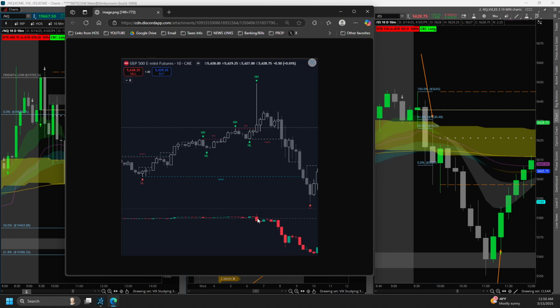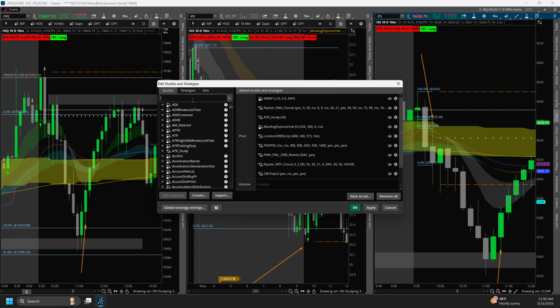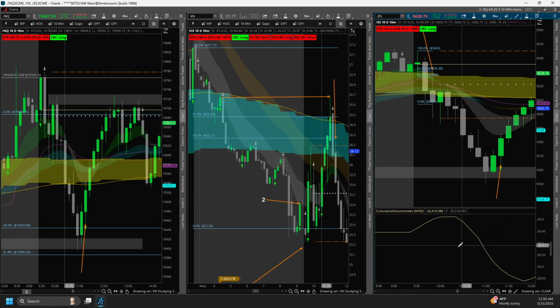And look what happened, it tried to climb up, and look what the volume's doing. It's staying below zero. That's what's telling me. What's this called? Cumulative volume delta. I have cumulative volume index. I think there is one that I have. This is a Thinkorswim one. Yeah, I think you'd have to download it.